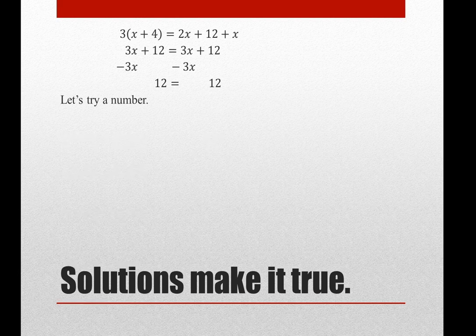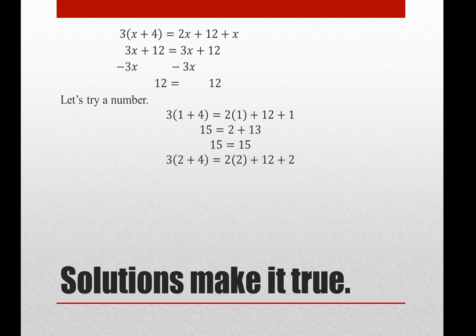I think we should try a couple of numbers. Let's just pick a number and try it and see what is happening. So let's pick 1. Everywhere there was an x, I put a 1. And then I combine like terms. 3 times 5 is 15, and 2 times 1 is 2, and I added those together, and I got, well, there's that 15 equals 15 thing again. I bet that's a message that I'm supposed to know.